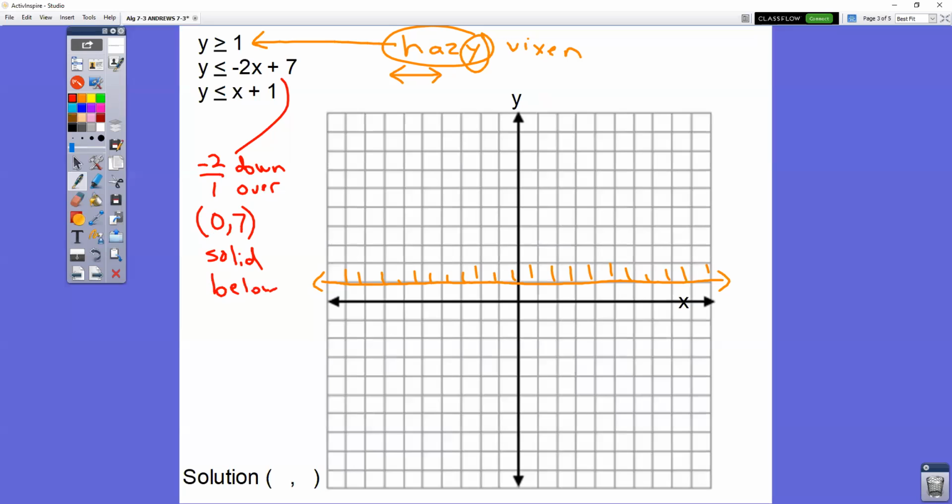I personally find it very helpful to write that information down. So (0, 7), over 0 up to 7. 1, 2, 3, 4, 5, 6, 7. So I'm starting my graph right there. And now I'm going to follow that slope. Down 2 over 1, down 2 over 1, down 2 over 1, down 2 over 1. So I'm looking at that graph. I'm going to use a solid line, and I'm going to shade below that line. Now, below that line would be down in here.